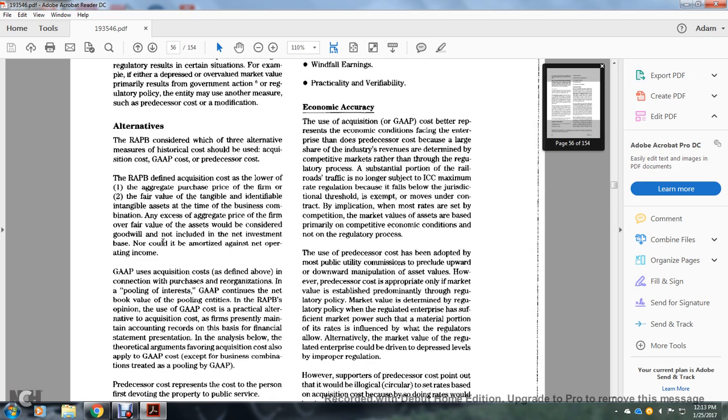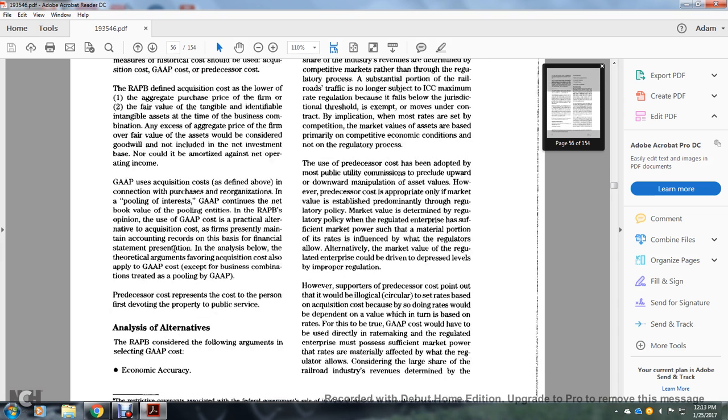What are your alternatives? The Railroad Accounting Principles Board considered three alternative measures for historical cost: the acquisition cost, the generally accepted accounting principles cost, and the predecessor cost. The Board defines the acquisition cost as the aggregated purchase price of the firm, the value of the tangible and intangible assets at the time of the business combination, and the excess of the aggregated price for the firm over the fair value of assets is goodwill, which is not included within the investment base, nor could it be amortized against net operating income.